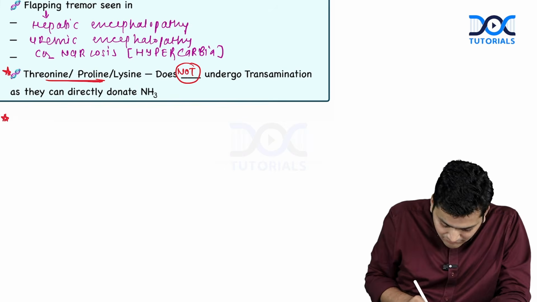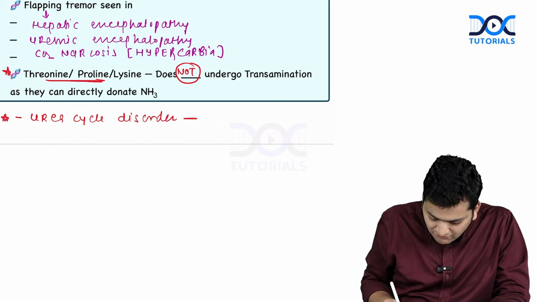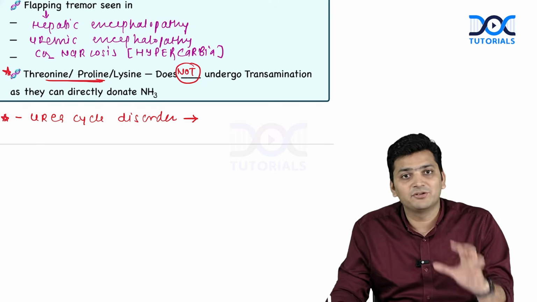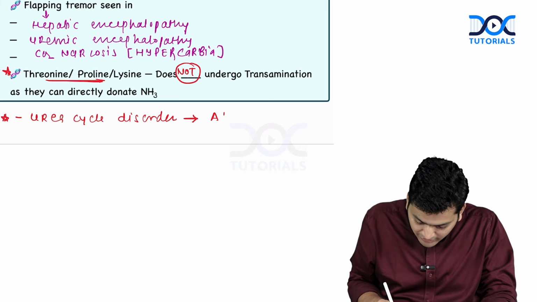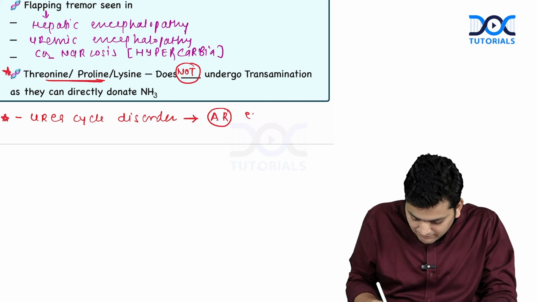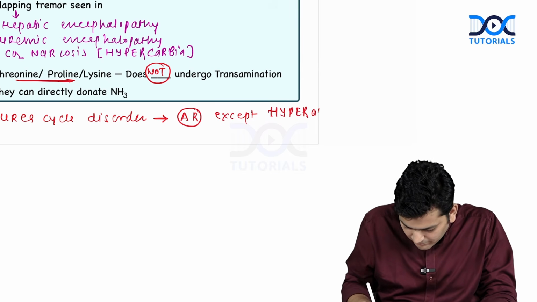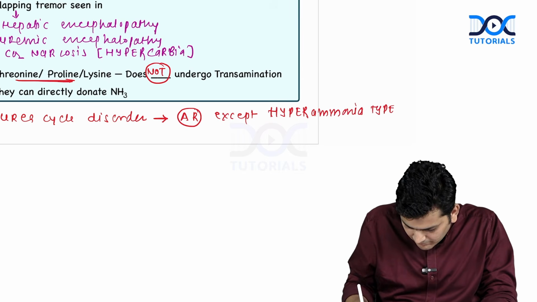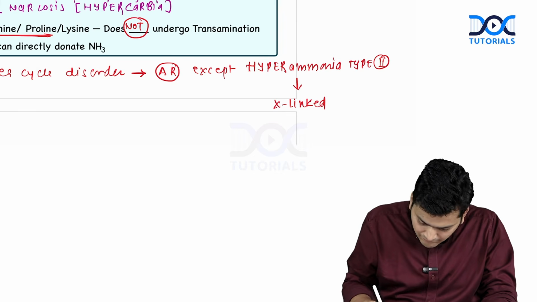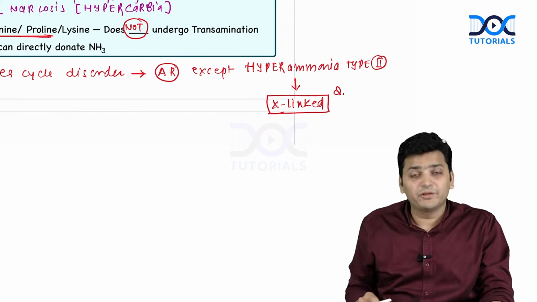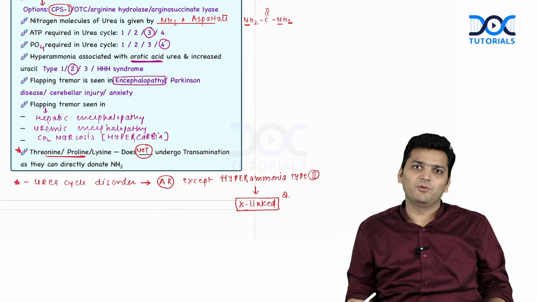When it comes to urea cycle disorders, we have discussed the 5 diseases. If you remember, we have discussed hyperammonemia type 1, type 2. Urea cycle disorders are autosomal recessive except hyperammonemia type 2. Hyperammonemia type 2 is X-linked. Hyperammonemia type 2 was due to deficiency of CPS1 or OTC? It is deficiency of OTC.